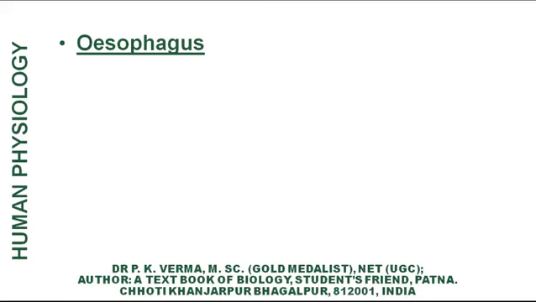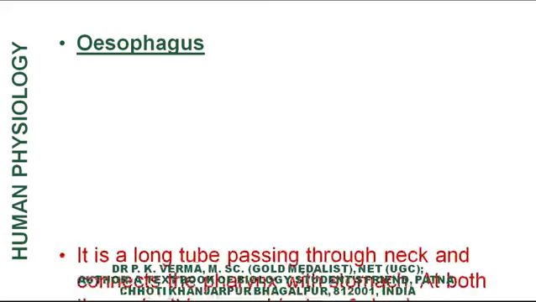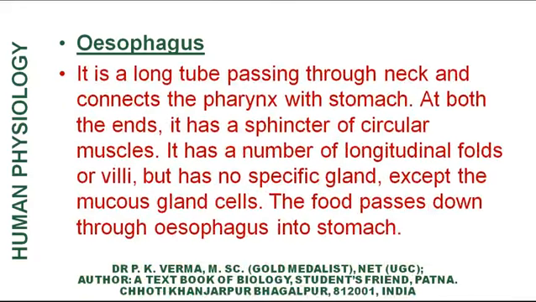Now, let us study every organ one by one. The first part is the esophagus. It is a long tube passing through the neck and connects the pharynx with the stomach. At both the ends, it has a sphincter of circular muscles. It has a number of longitudinal folds or villi, but has no specific gland except the mucus gland. The food passes down through the esophagus into the stomach.